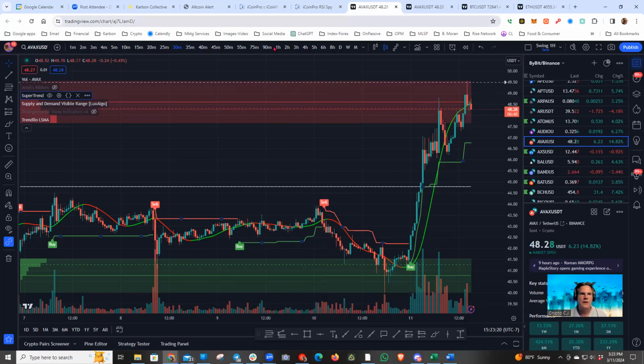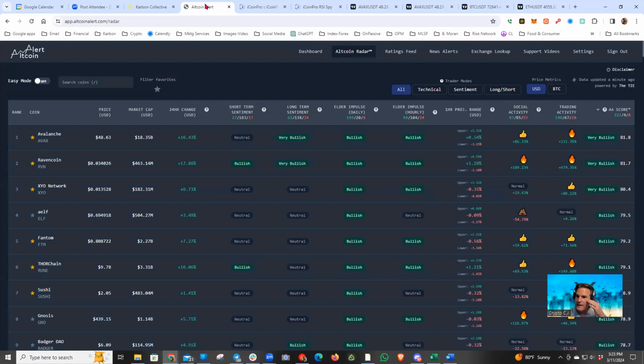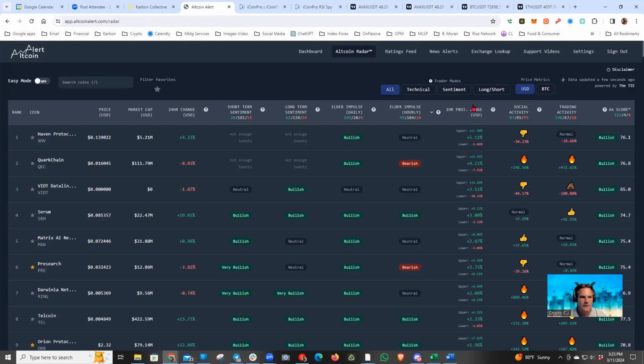So let's go back to Altcoin Alert. That was the AA score. I also use social activity, short-term sentiment, sometimes the Elder Impulse, and I was dabbling with the 1-hour projected range. Let's look at this one for a day trade. If I see both the upper and lower are green, that's very intriguing, because that's a really good chance that it's going to go up in the next hour or so.